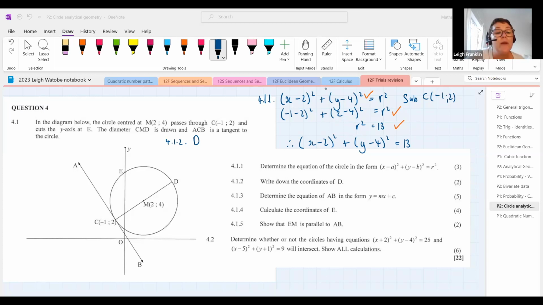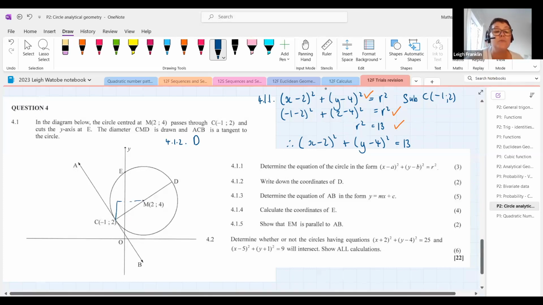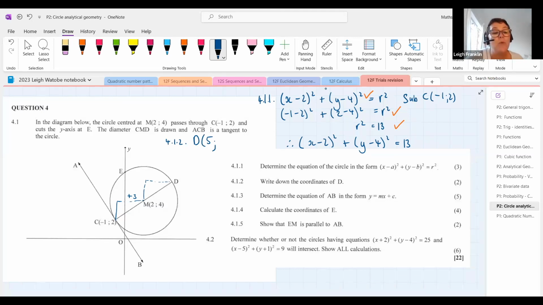So however much we went up and to the right to go from C to M, we could do the same thing to go from M to D. That's going to be the easiest thing for us. So we went from -1 to 2, which means we went +3 to the right. So now we're going to add 3 onto 2. So that x coordinate has to be 5. When we went up, we went from 2 to 4, so we went up by 2. So we're going to add 2 onto 4, and that would give us 6. I think that's the quickest and easiest way to do it. Does that make sense to everybody?